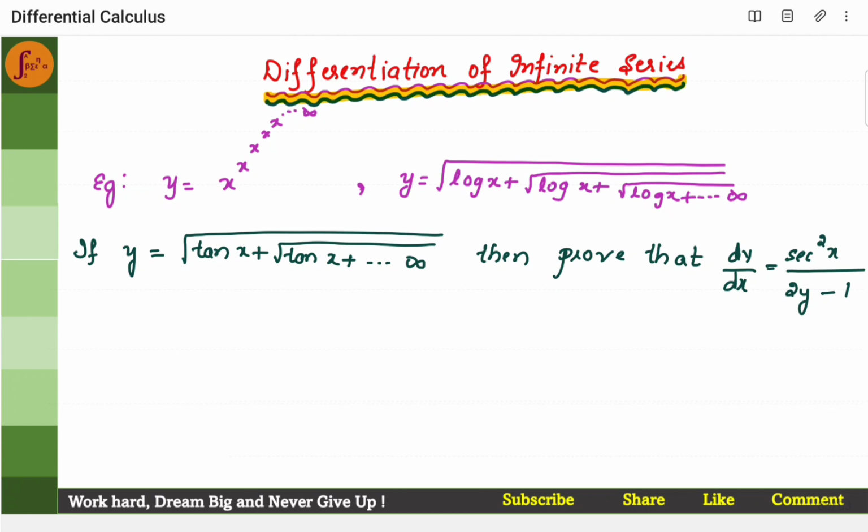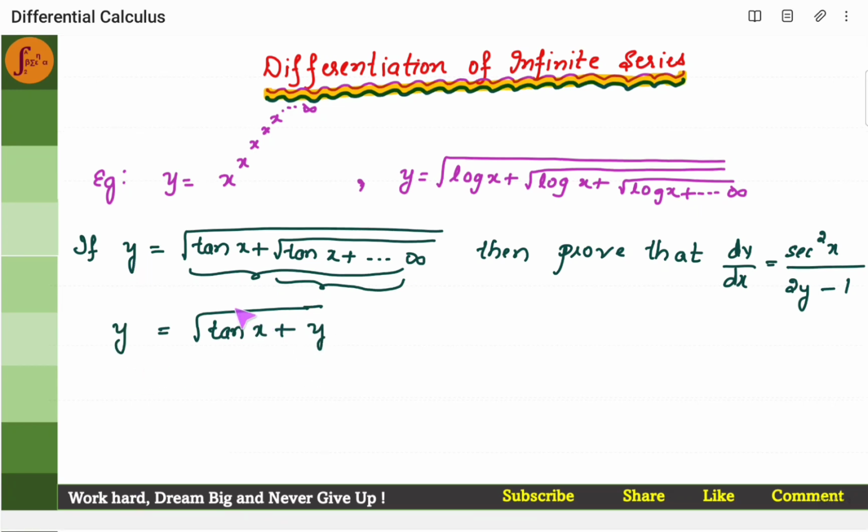So what we will do is, from this entire infinite series, say we'll take this example, we'll take the first term out. What is the first term? It's square root of tan x. Then plus, this repeats itself again. Square root of tan x repeats itself. So if you notice, this is also y itself. Root of tan x plus till infinity is y. So we'll substitute y here.